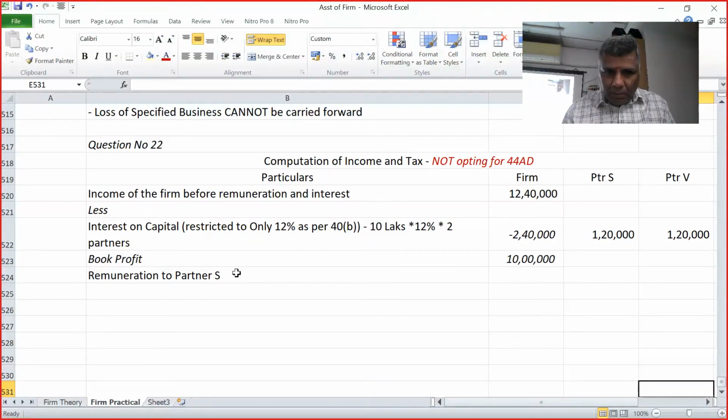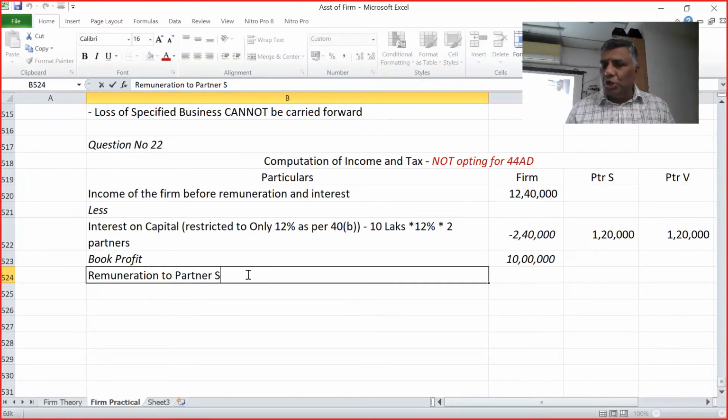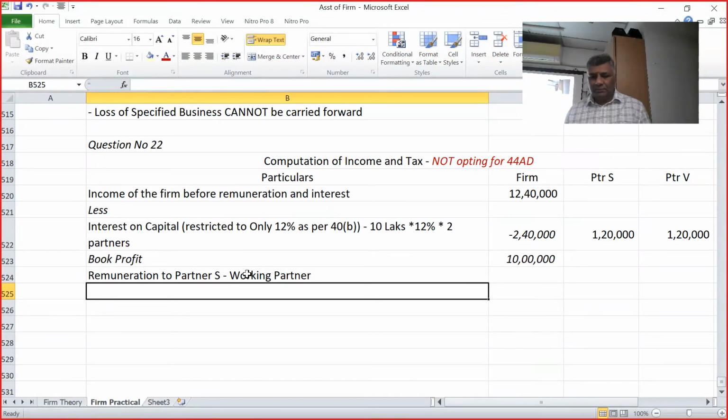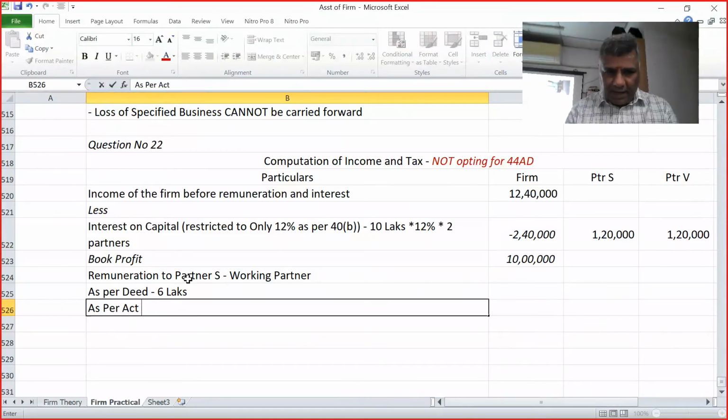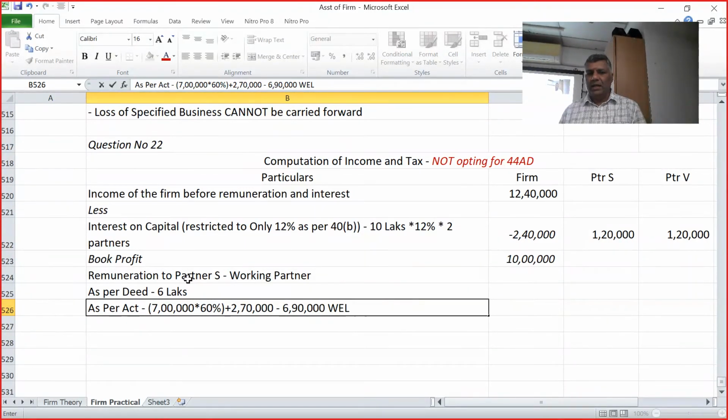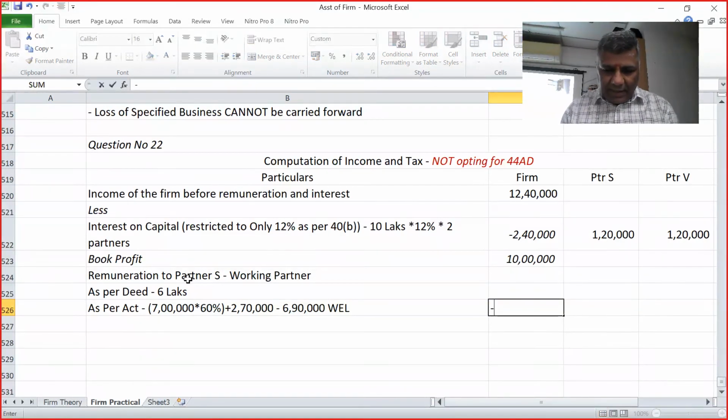So, book profit 10 lakh, remuneration to partner S, working partner. He is the only working partner. As per deed, his remuneration is 6 lakhs. As per act, 7 lakhs into 60% plus 2,70,000, this comes to 6,90,000, whichever is less. So 6 lakhs can be claimed, which becomes an income for the partner.